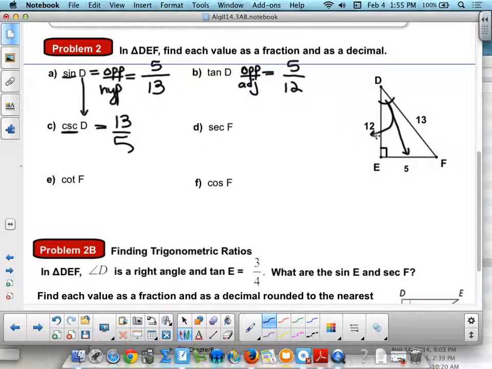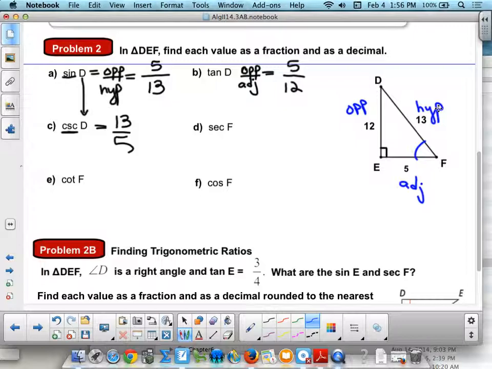Now guys, I'd do all the D's and then I'd go after all the F's. That's what I would do, because opposite and adjacent will change. Now do F's. F is here: opposite, adjacent, hypotenuse.